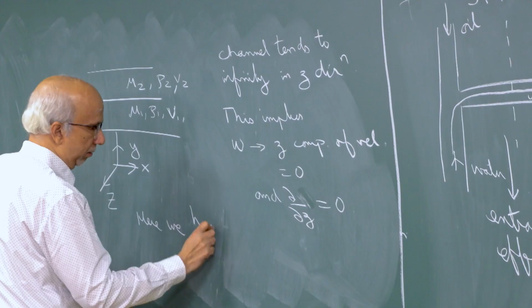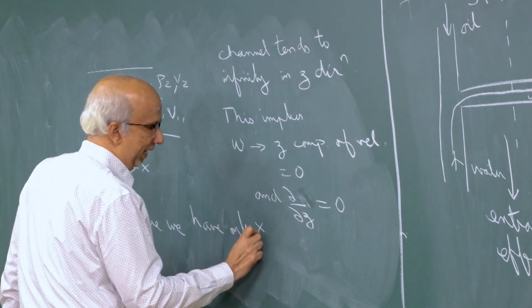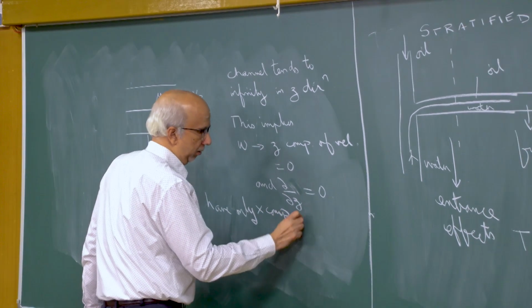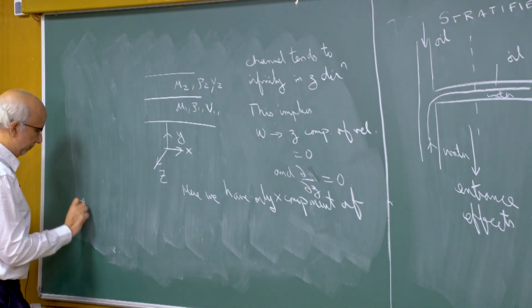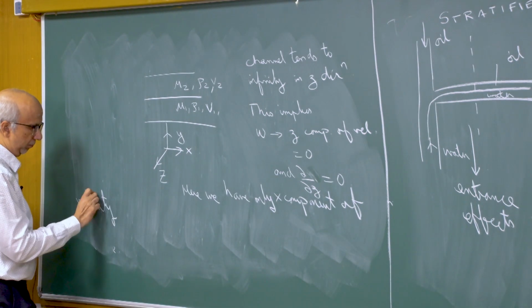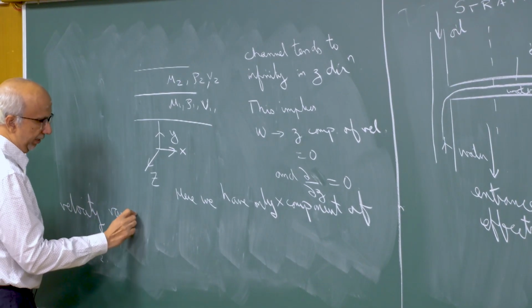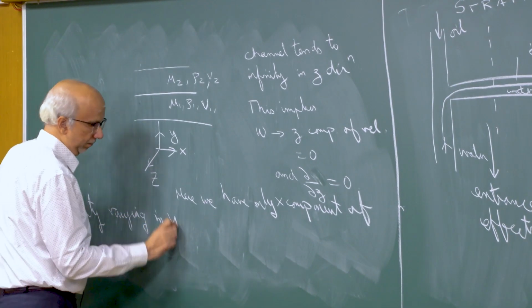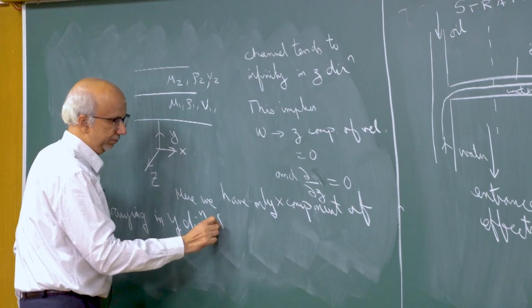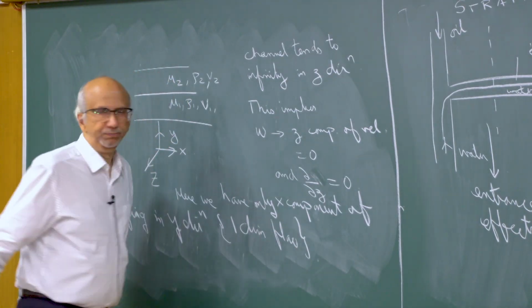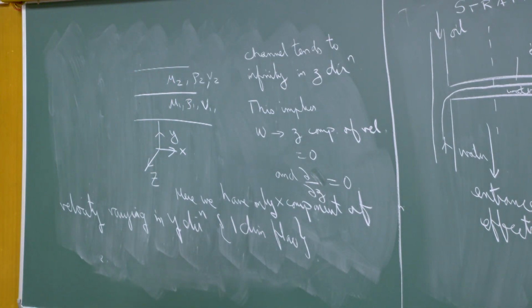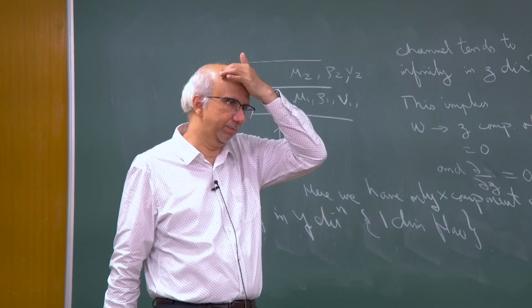So here we have only the x component of velocity varying in the y direction, the one dimensional flow, okay. That is why, so that is this thing right now. We will have to see why the other components are not present, okay.